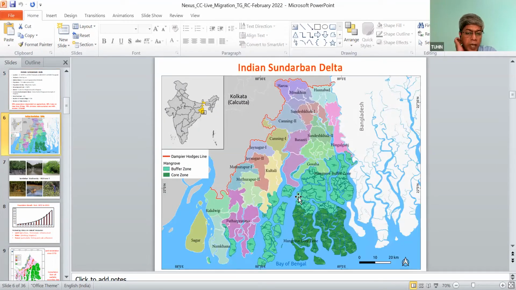So this is actually the map of the Indian Sundarban Delta. And if you talk about this line, this is the Dampier-Hodges line, drawn around 1830 to 1834. Dampier and Hodges delineated the northern extremity of the mangrove forest. So you can imagine how much forest was there at the time. This Dampier-Hodges line demarcates the Sundarban Biosphere Reserve and notified area. But all these areas are already inhabited, the forest cleared, and people started living here since 1870 or so.